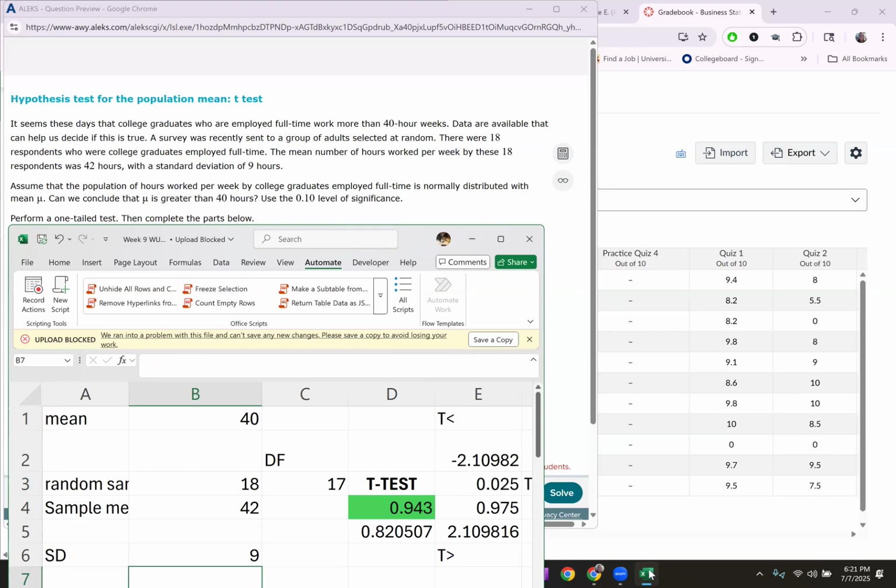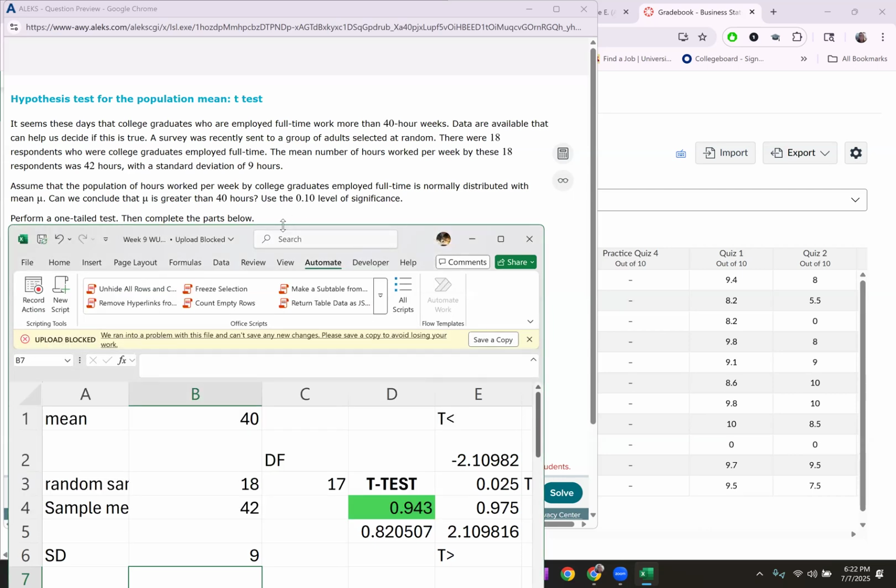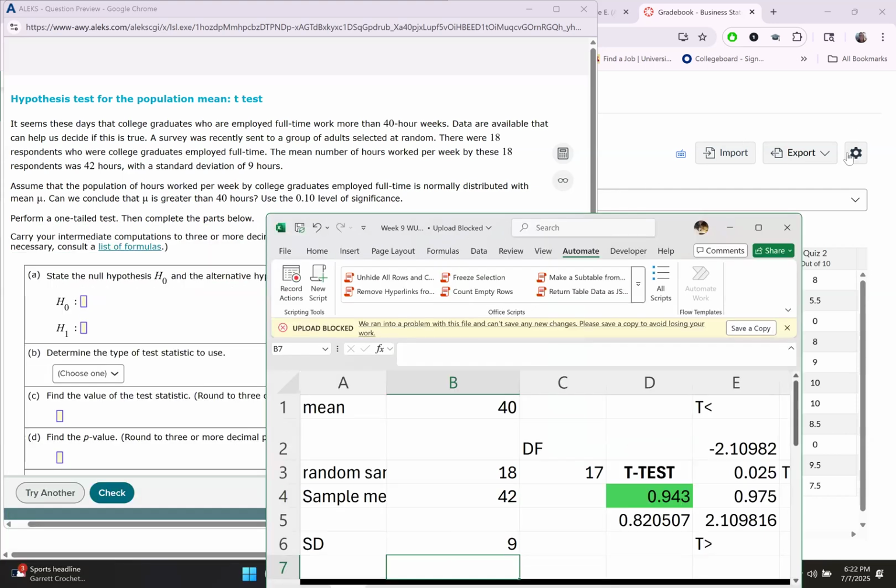They're looking at greater than. So we agree so far? Do you see how there's a mean of 40 hours? It seems that these days, the college students who are employed full-time work more than 40 hours a week. That seems to be the mean.